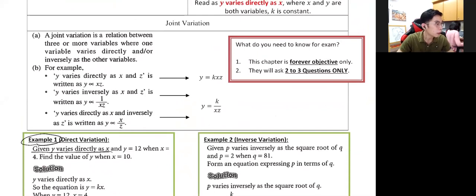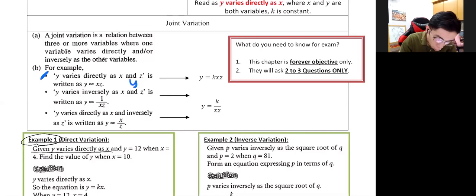Can you see this one, where a joint variation is a relation between 3 or more variables? Variables means unknown. Guys, focus on part B, the example part. I will read it, write it and show you. It's the same thing, I just want to explain. Now look at this one here: Y varies directly as X and Z. What's the meaning of directly? It means you straight away write it.